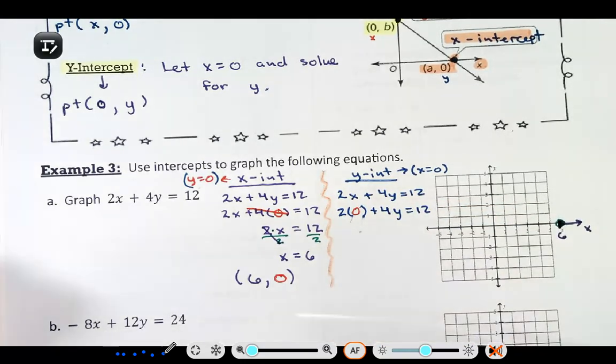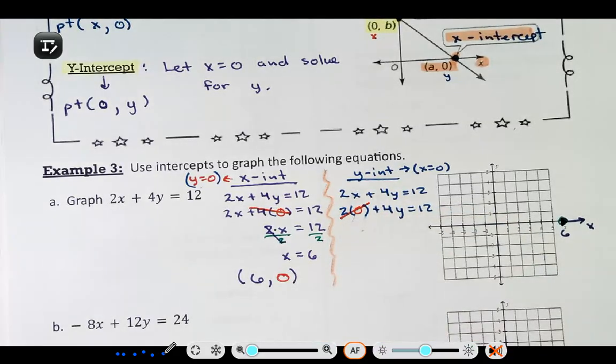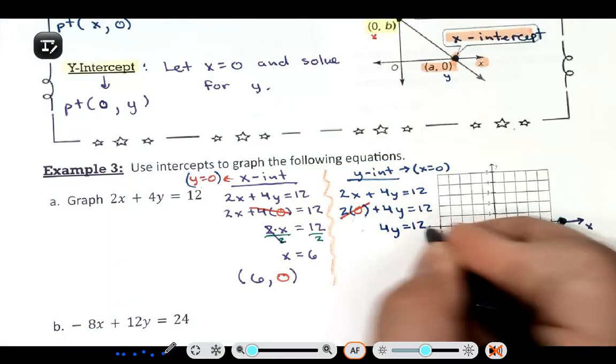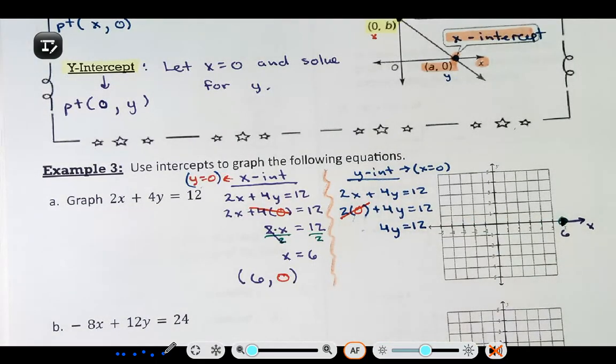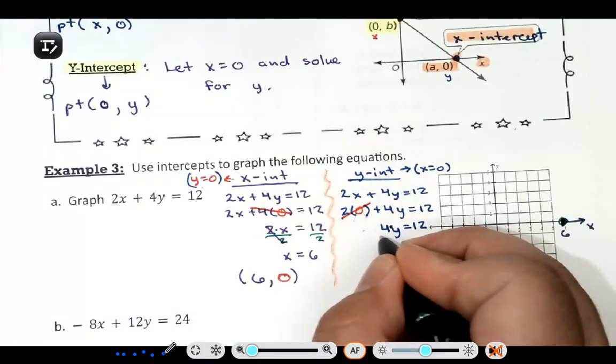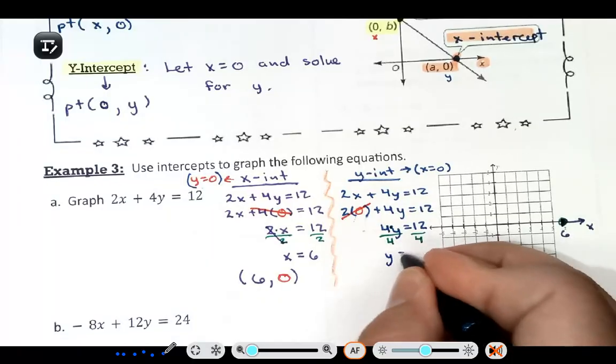And then remember, 2 times 0 is 0, so we stop writing it. It's just a 0, so why waste our time putting it down? And then again, how do you get rid of a 4 that's right next to a letter? They're multiplying, so we divide by 4. And so we get y is equal to 3.